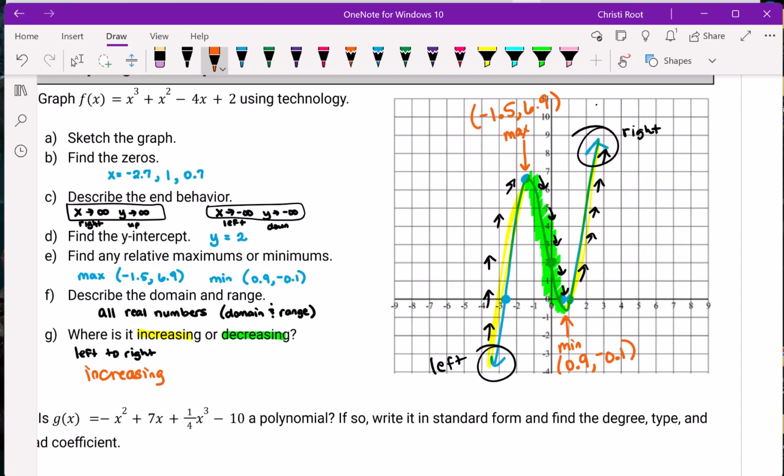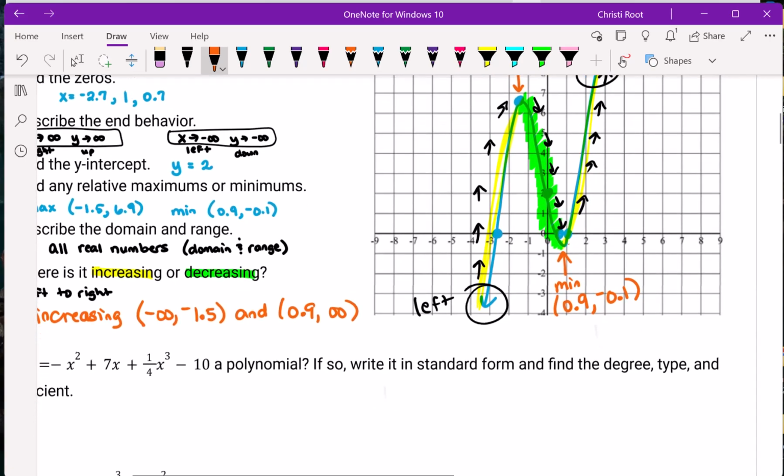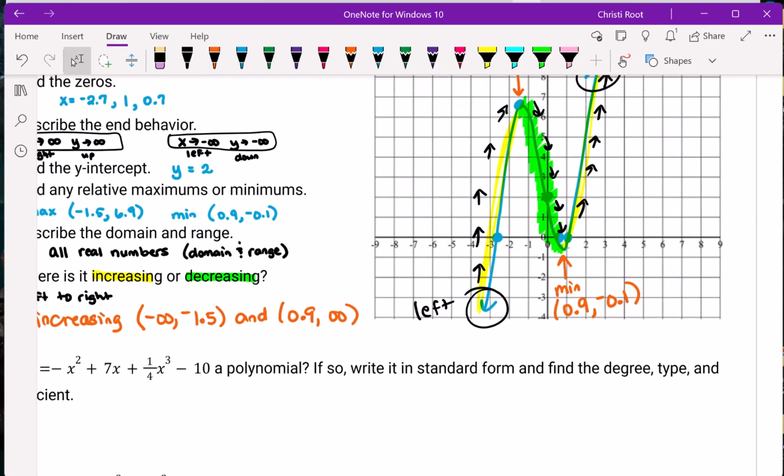that's going to start over here at the far left, which is negative infinity, and it's going to stop at negative 1.5. Okay, and then you start increasing one more time again at 0.9, and then you go all the way to the right, which is positive infinity. So you've got two parts or two intervals where you increase. So decreasing is that part in the middle. You start decreasing at negative 1.5 and you stop at 0.9.